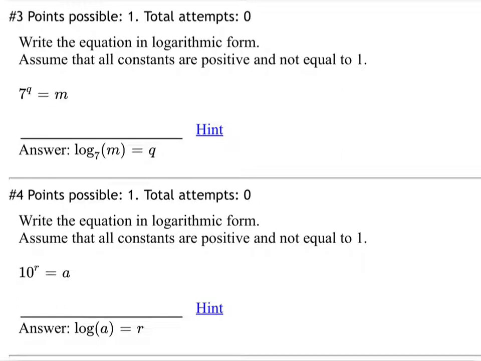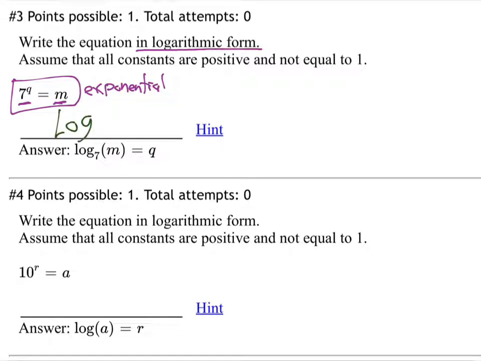Now we're going to go the other way. So they're giving me something in exponential form. That's an exponential. It doesn't have the word log, does it? It's a power. 7 to the q power equals m. And they want me to write it in log form. They want me to change it to log form. So I'm going to bring in the word log.